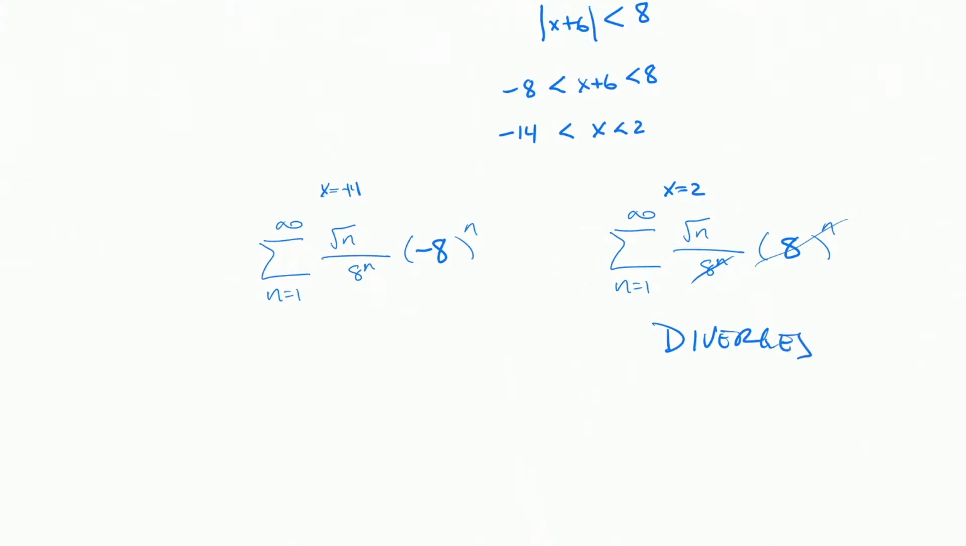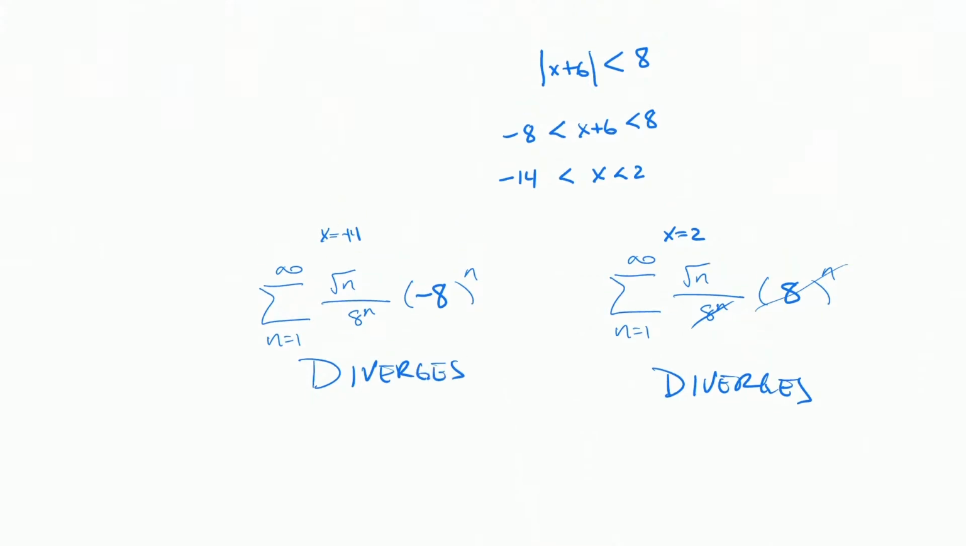On the left, this thing is alternating. If you think about it, you're going to cancel the 8s, but you're left with negative 1 to the n. Doesn't matter. It fails the alternating series test. This thing diverges. So both of these diverge, and so this here is my answer.